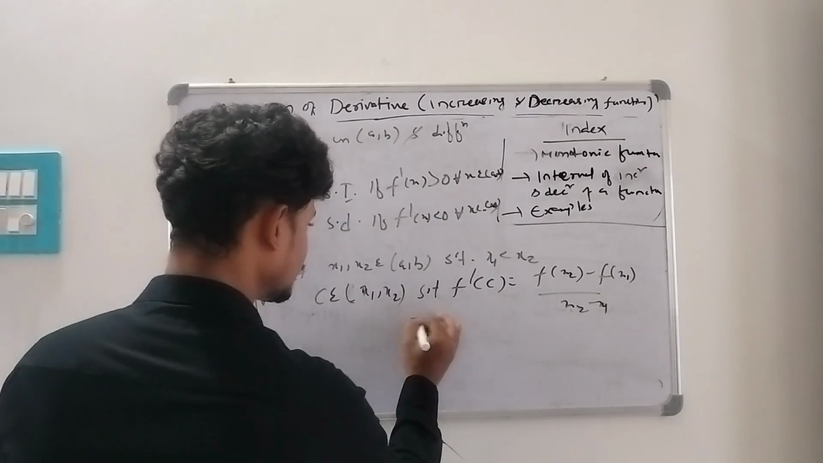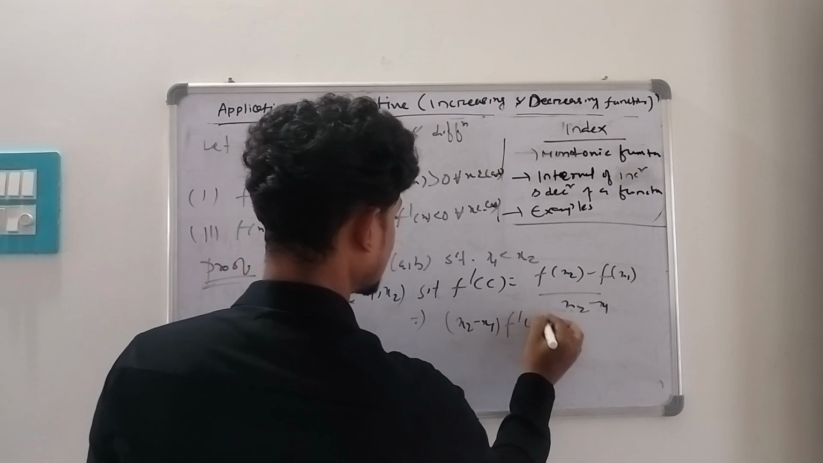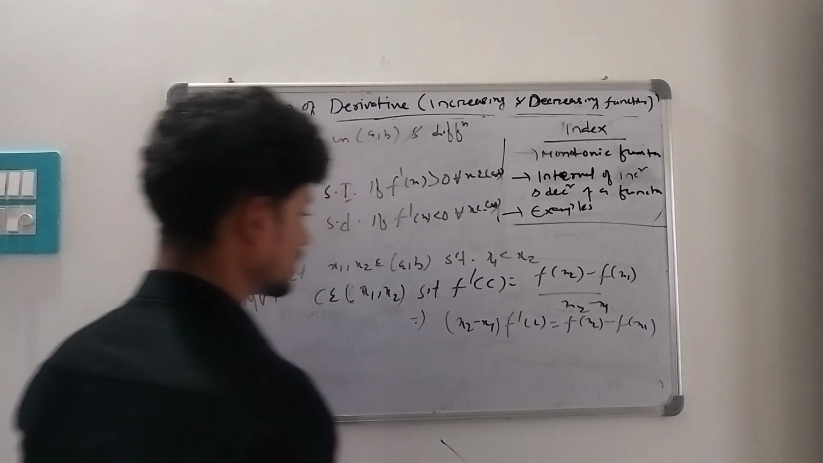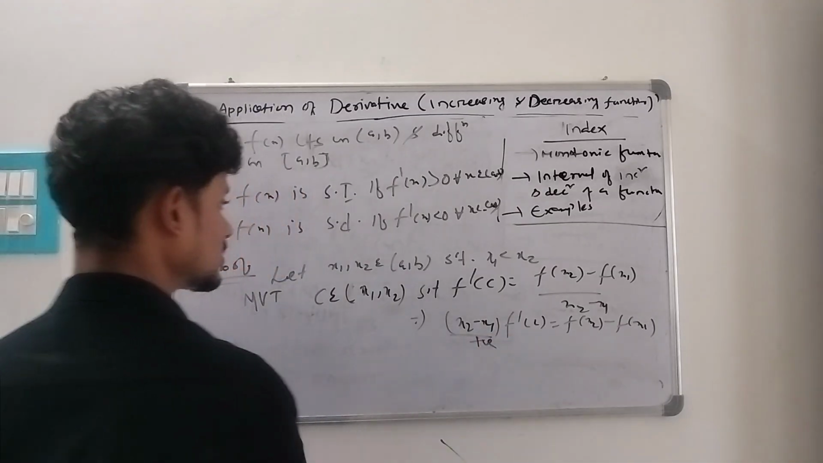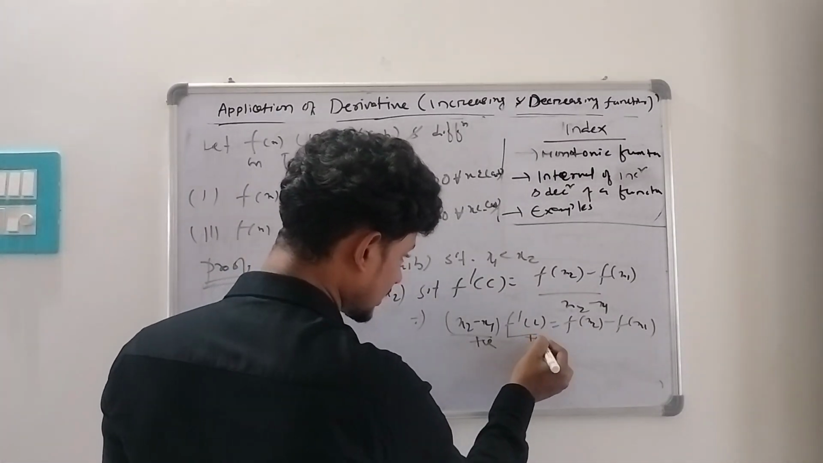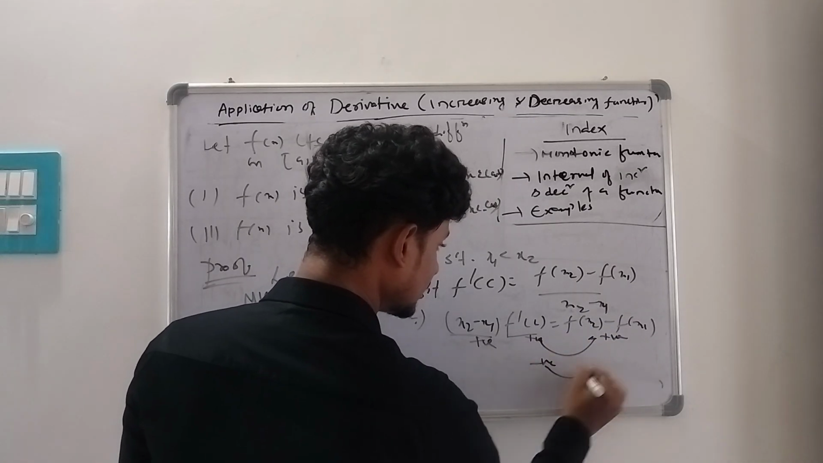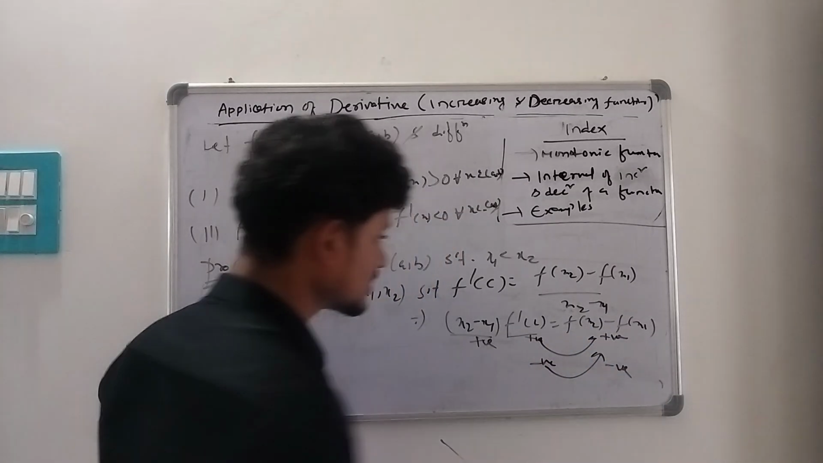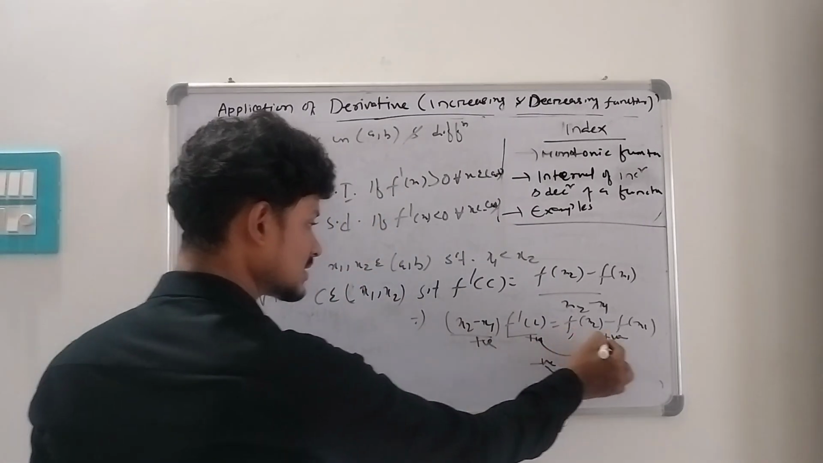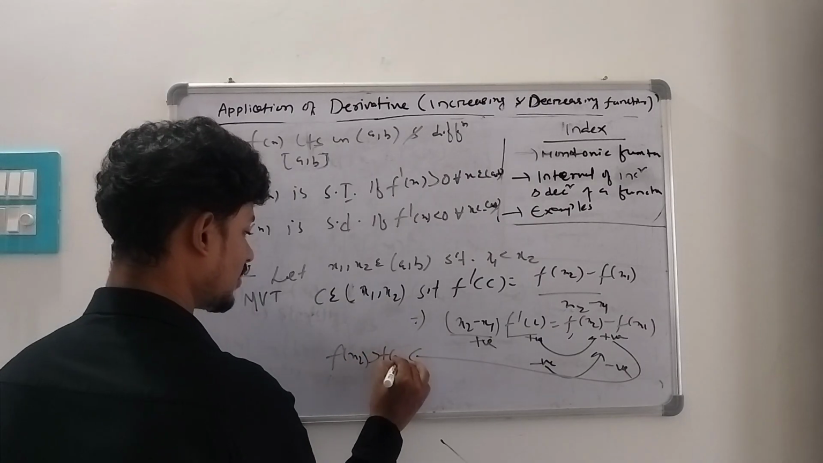Okay, so from this I am getting (x2 minus x1) f'(c) is equal to f(x2) minus f(x1). So x2 minus x1 is always positive because I am taking x1 less than x2. So if this becomes positive, then this becomes positive. If this becomes negative, then this becomes negative. That means if f(x2) minus f(x1) becomes positive, what does it imply?